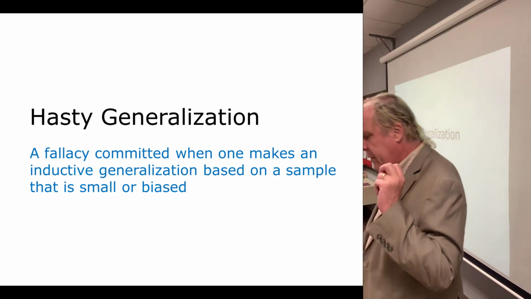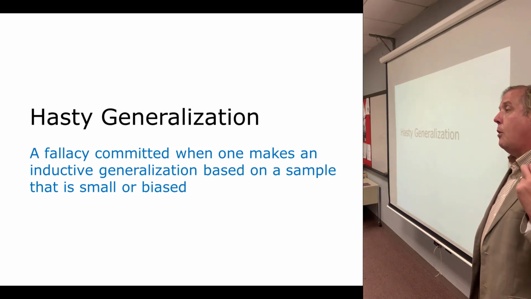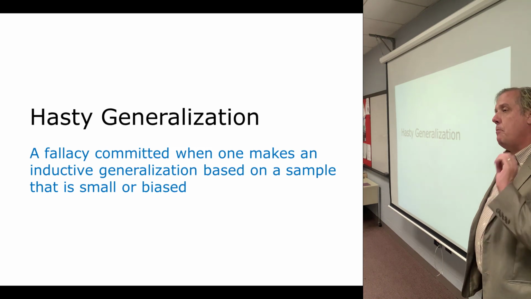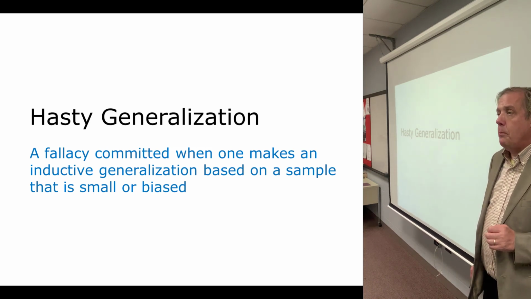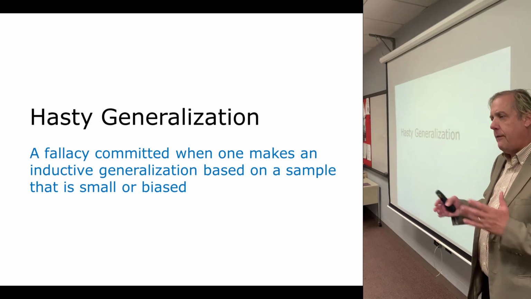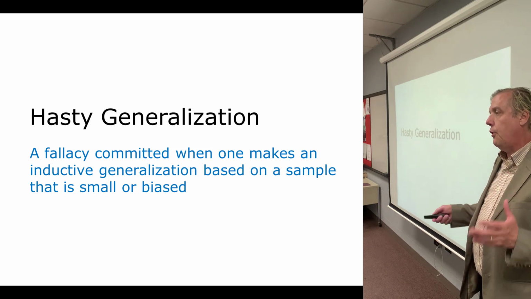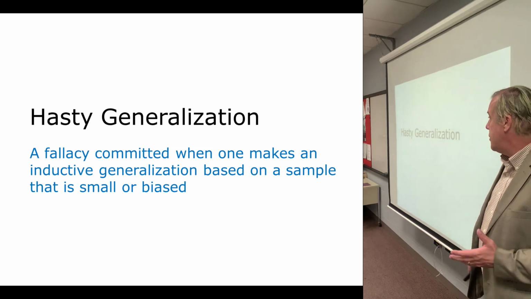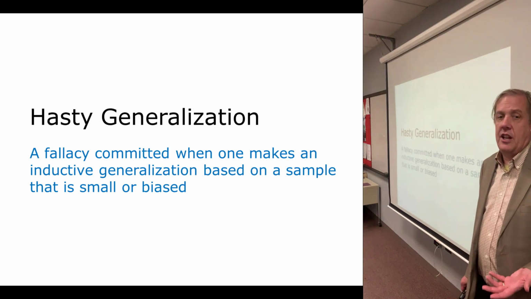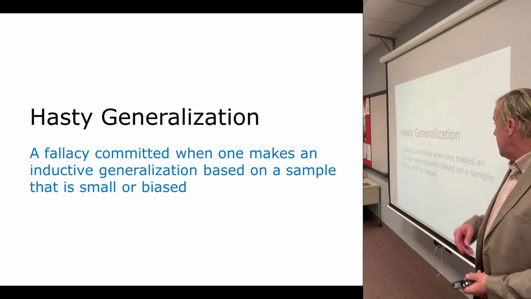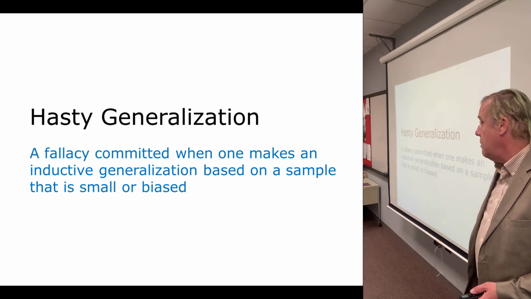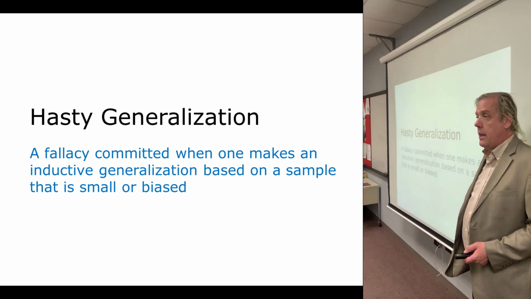With a lot of argumentation schemes, there's a fallacy that goes with the argumentation scheme. And the fallacy is the name of the bad form of the argument. If I teach a full unit that's just about fallacies, I say every fallacy is the evil twin of a good argument, right? So the evil twin of an inductive generalization is a hasty generalization. It's a fallacy that is committed when you make a generalization based on a sample that is small or biased.